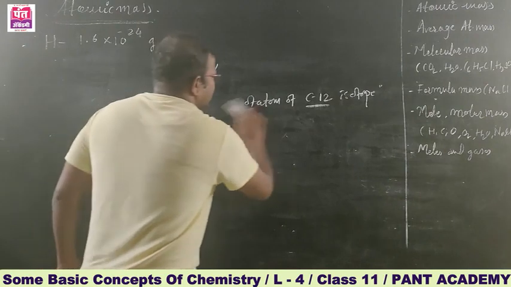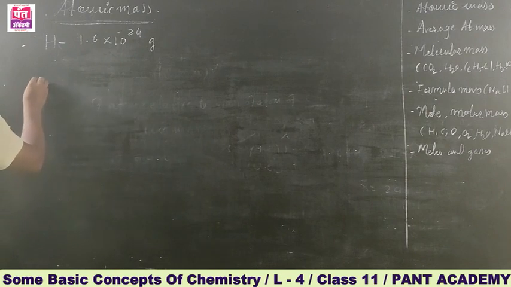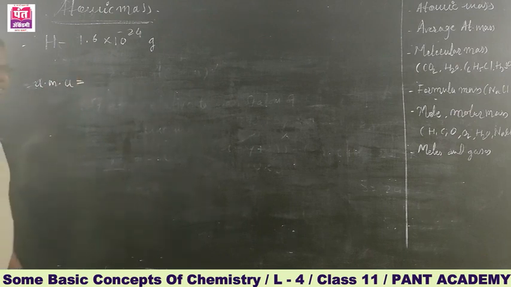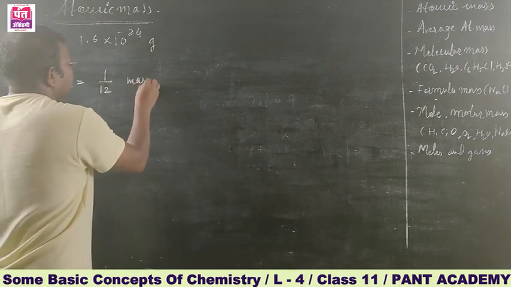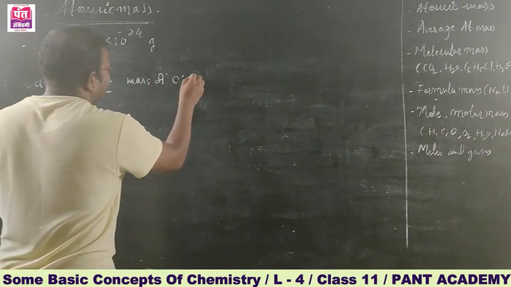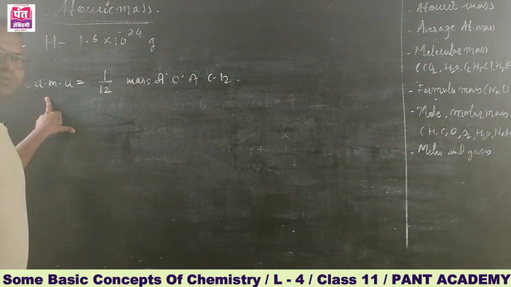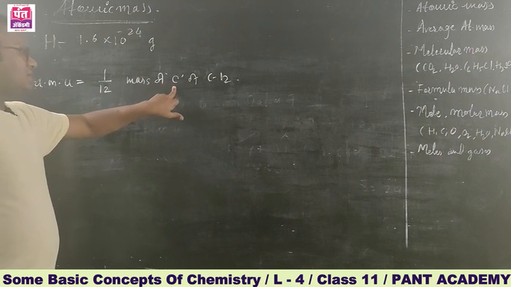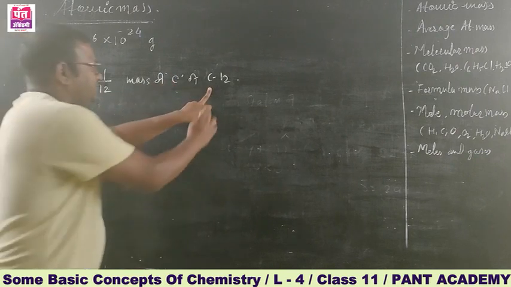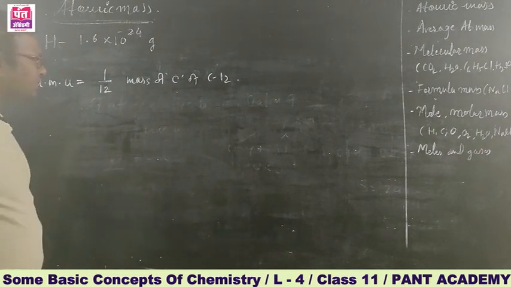Okay. So one atomic mass unit is equal to 1/12 of that of mass of carbon atom of carbon 12. This is the relation. Atomic mass unit is equal to 1/12 part of the mass of carbon atom of carbon 12. Okay. Let us put the values and let us see what we get.